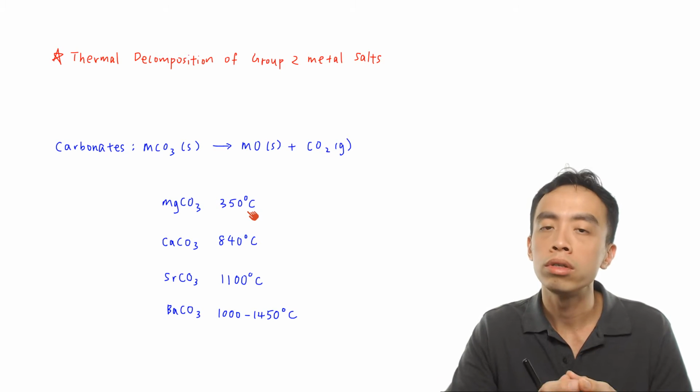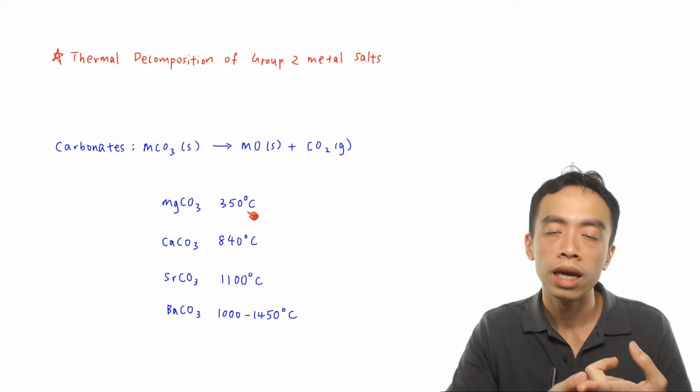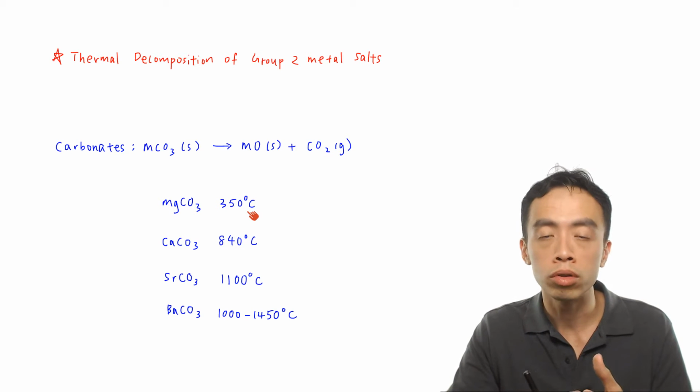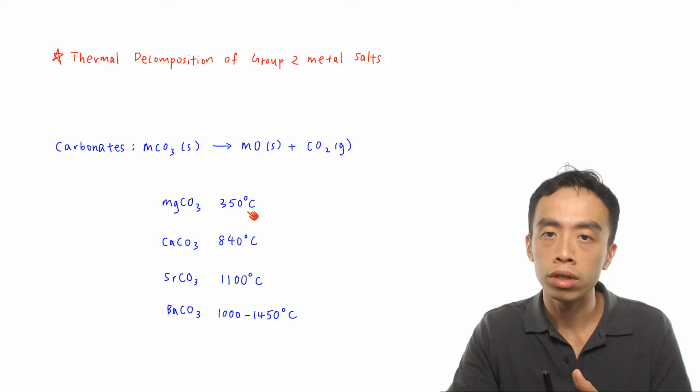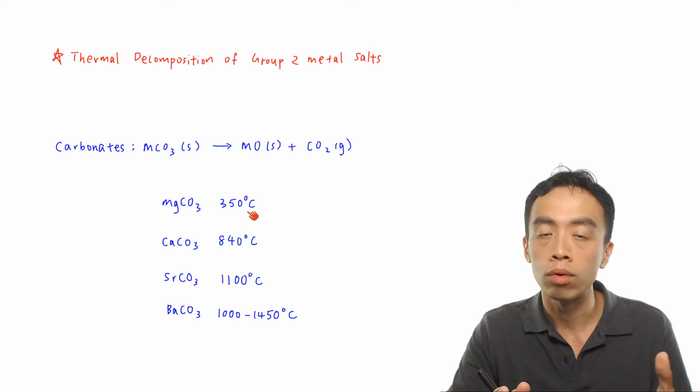Now in this video, we want to discuss the thermal decomposition of group 2 metal salts. Let us consider the thermal decomposition of three different group 2 metal salts: our carbonates, nitrates, and hydroxides. And we want to see the similarity between the decomposition temperature for our group 2 metal salts. The first one that we want to consider is our carbonates.